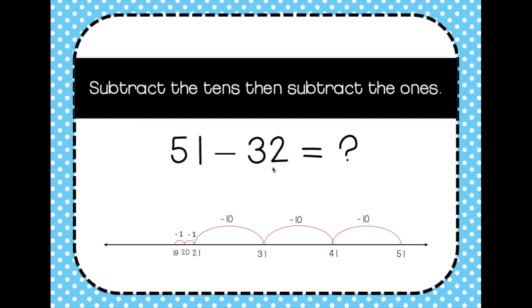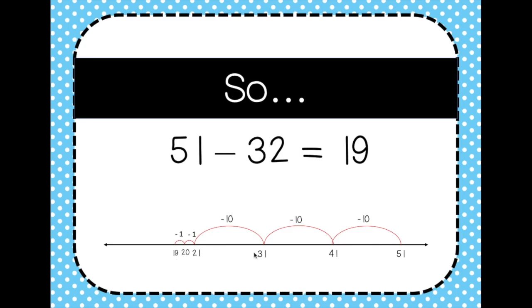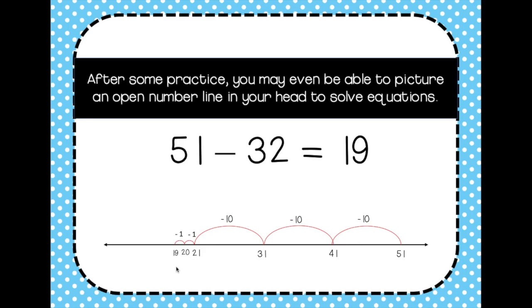Then we need to subtract the ones. So there's 2 here in the subtrahend. We need to do 2 small jumps, 1, 2. So 51 minus 32 equals 19 because that's where we landed.